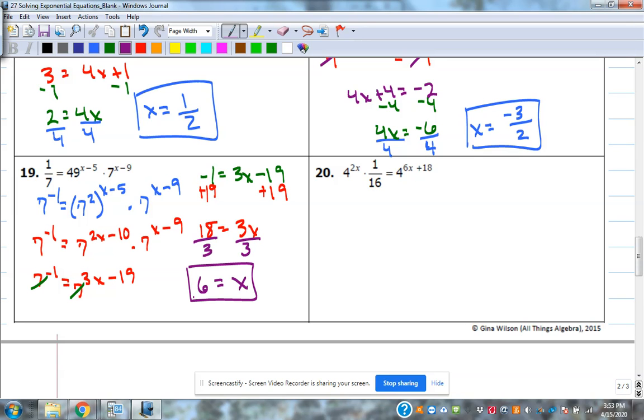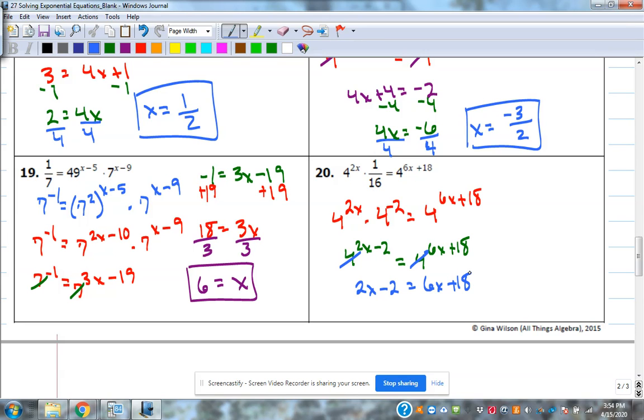All right. 20, another difficult one. Looks like base 4. So both sides have a base 4 there. 16 on the bottom is going to be 4 to the negative 2. This is 4 to the 6x plus 18. And then that's why I would add these together. So that'd be 4 to the 2x minus 2 equals 4 to the 6x plus 18. Drop the 4s. 2x minus 2 equals 6x plus 18.